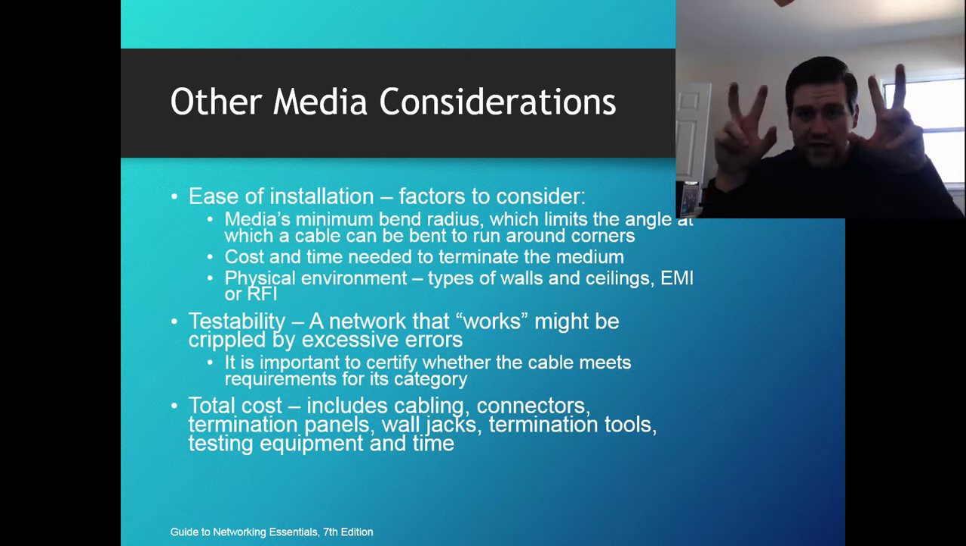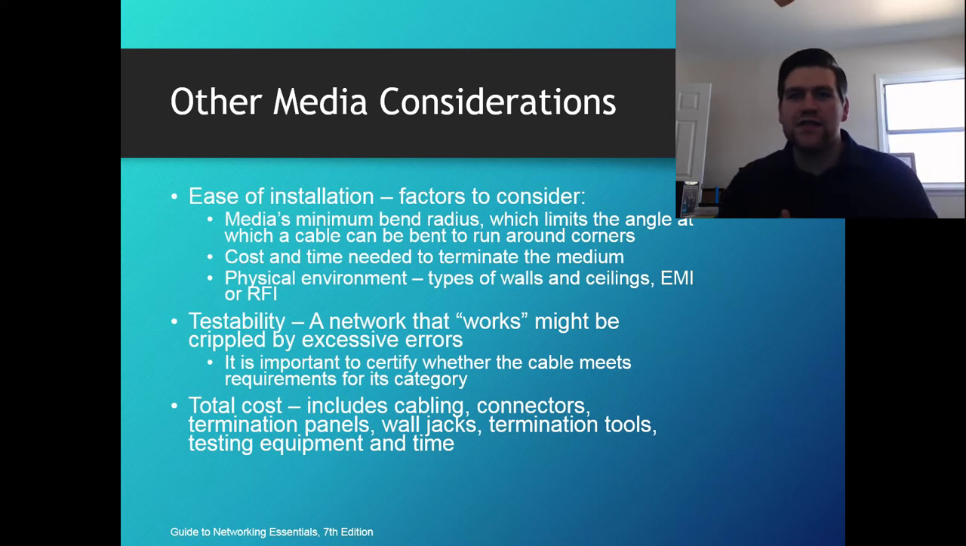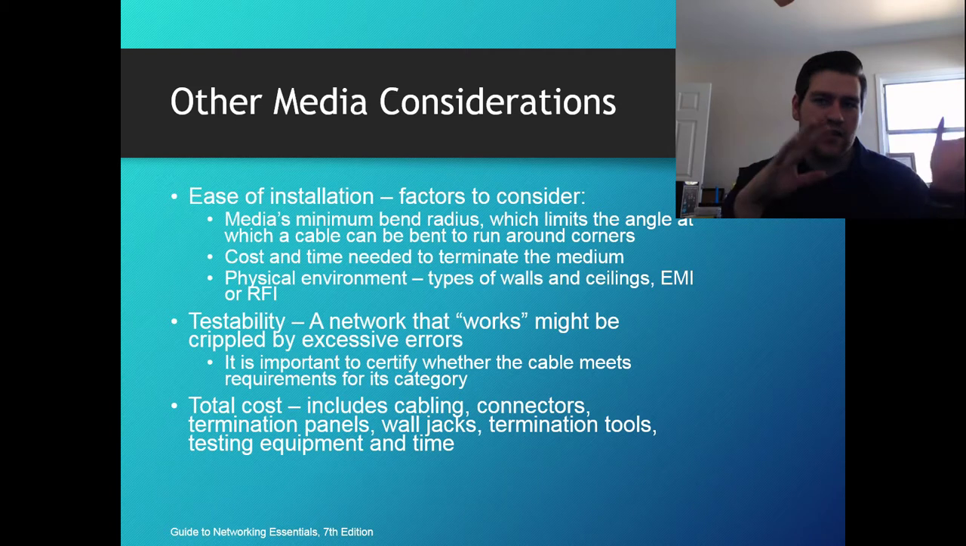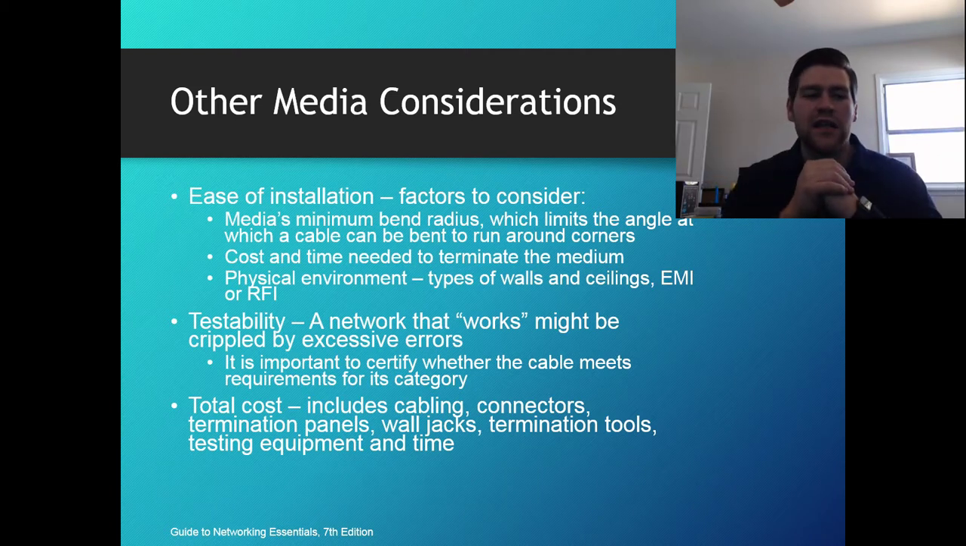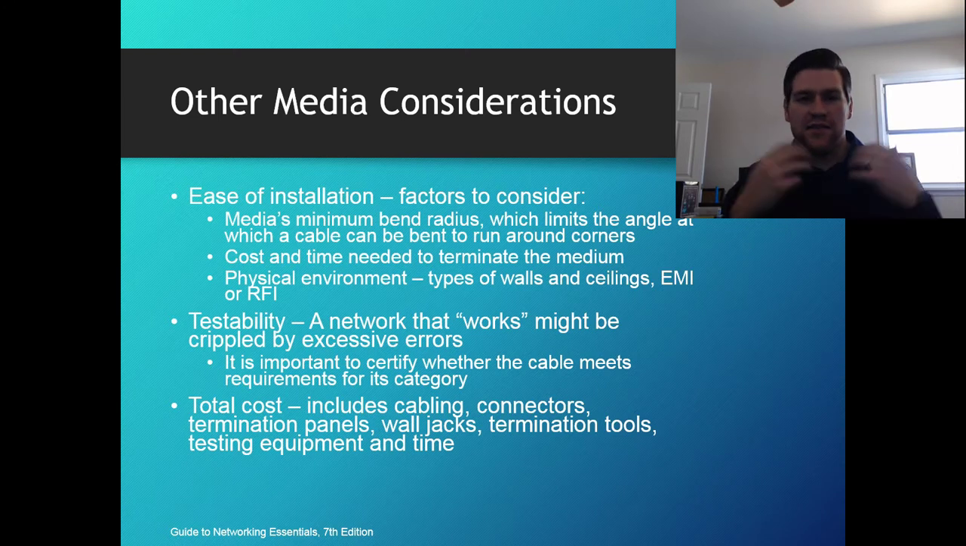If a network works in theory, everything plugs in and turns on, but is crippled by excessive errors because the cabling doesn't meet the standards that it's required to meet, then you might have problems. So for instance, you can go past 100 meters in a length of cabling, but if you go much past 100 meters in a specific length of cabling, you might have a lot of errors. So it works in theory, but it's crippled by excessive errors, so it's very slow.